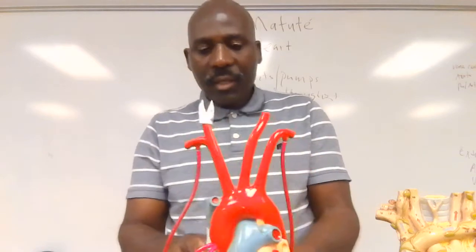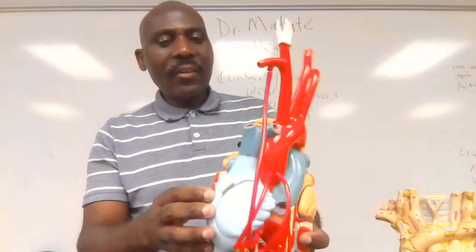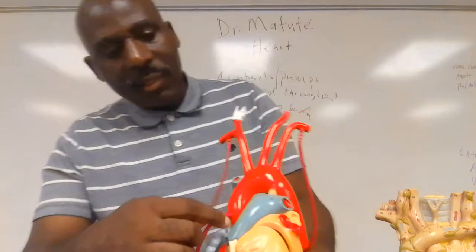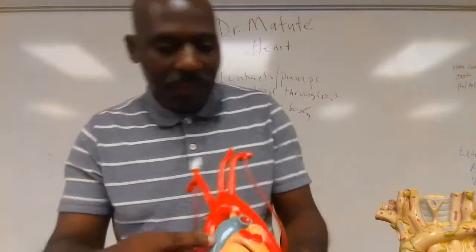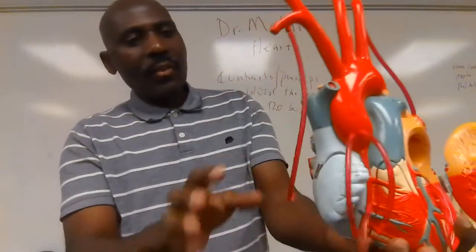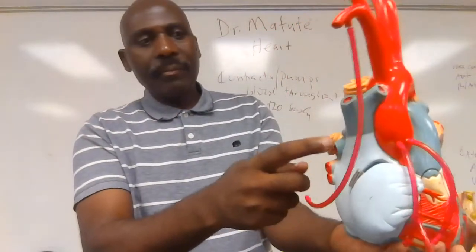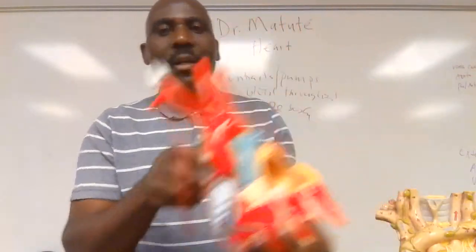Then we have the pulmonary arteries and the pulmonary veins. So over here, this is the pulmonary artery right here. And on this model, this will be a pulmonary vein right here. So pulmonary artery, pulmonary vein. So one more time, we have a total of 6 great vessels.